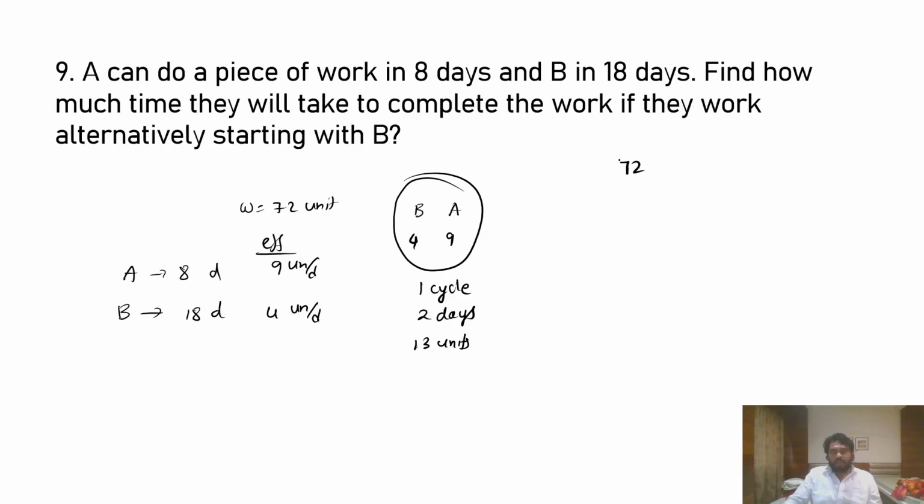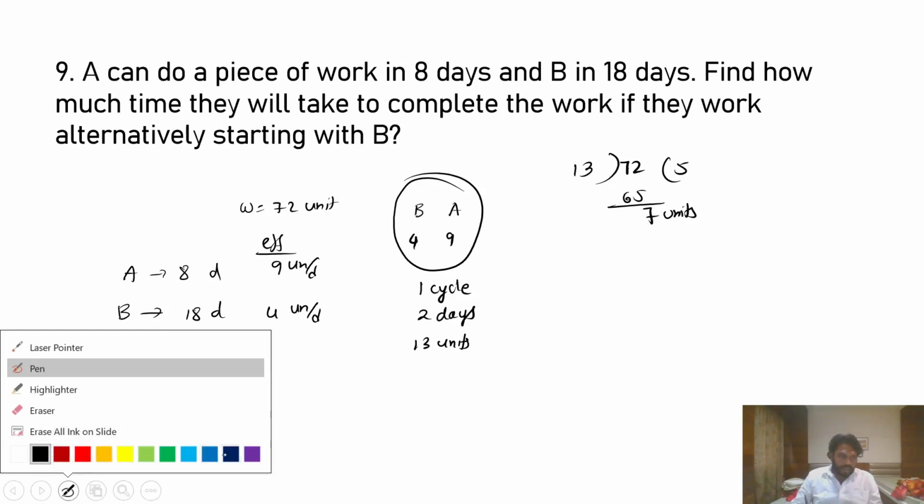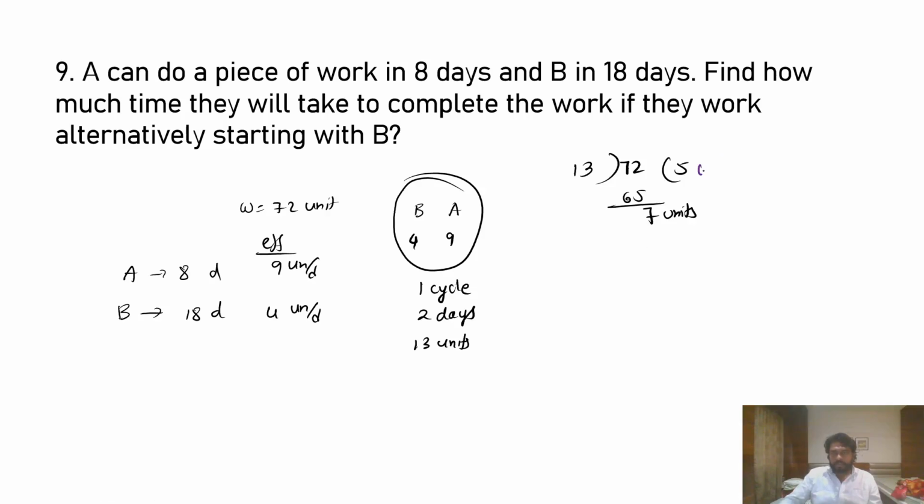So 72 divided by 13, 13 5s are 65, which leaves 7 units remaining. Now try to observe, guys, this is 5 cycles, correct? Quotient is 5 cycles. Each cycle is 2 days. So 5 into 2, 10 days. It's okay. Now look at it. 7 units of work should be done.